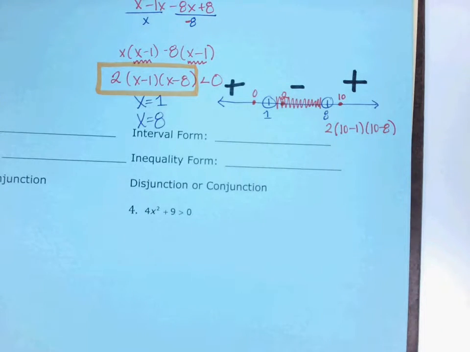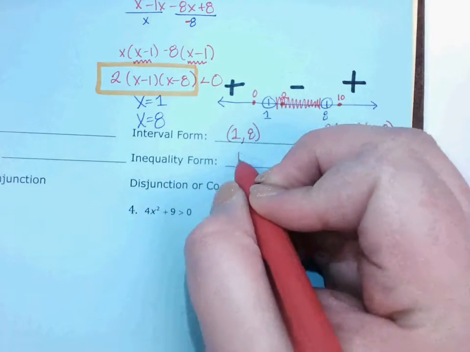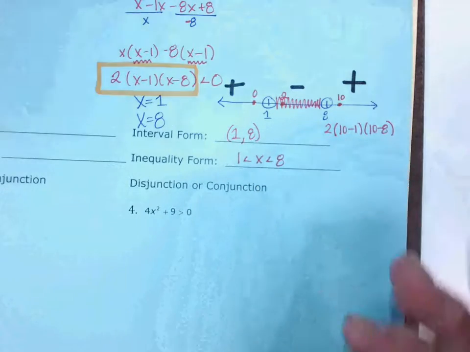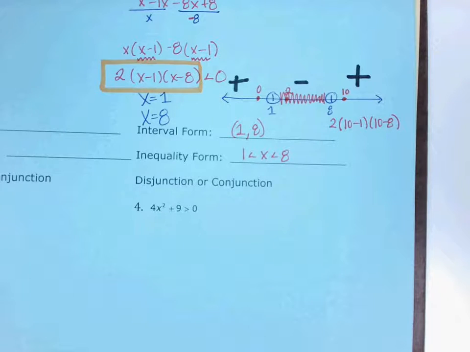Okay, then from there, my interval form, I'd say from 1 to 8. And then I do 1 less than x less than 8. Good?